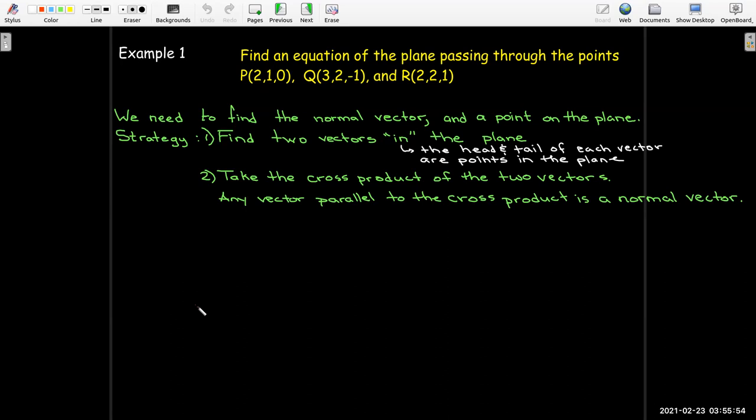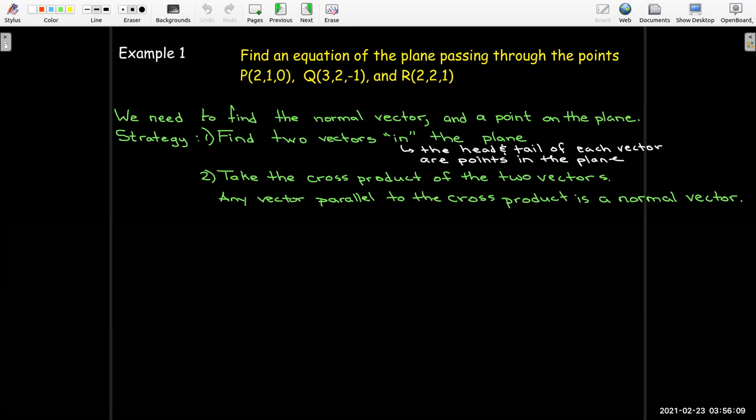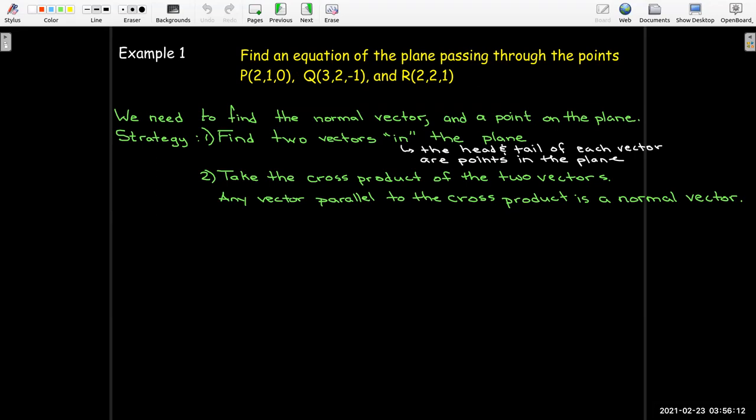So see, we have some choices here. So the equation that we come up with is not going to be unique. We could use any of these three points, or in fact, if we found some other points on the plane, we could use any of those. We could use the midpoint, for example, between P and Q, because the line segment between P and Q has to be in the plane. So any point on that line segment would also be another point. So we really have an infinite number of choices for our point on the plane.